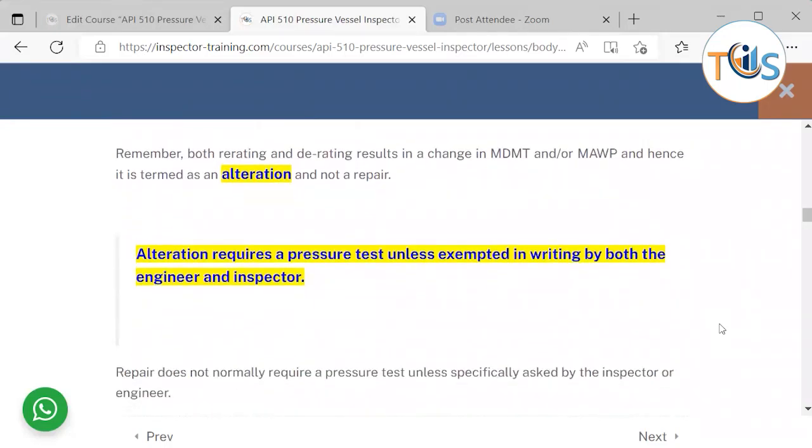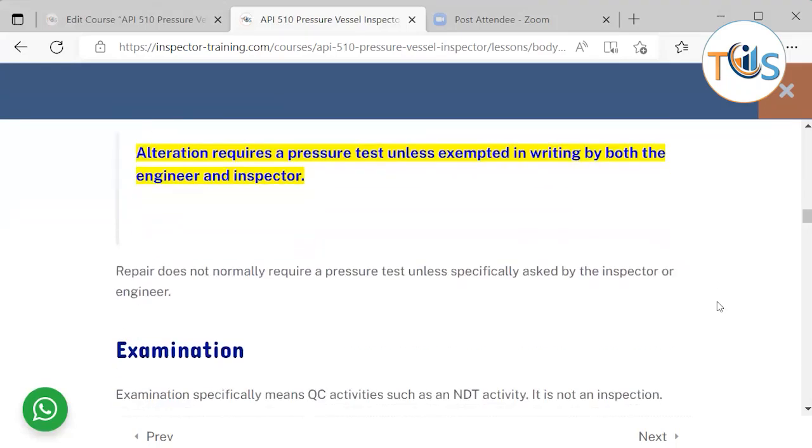So alteration also normally requires a pressure test, unless exempted in writing by both the engineer and inspector, while repair does not normally need a pressure test, unless, again, recommended or deemed reasonable by the inspector.